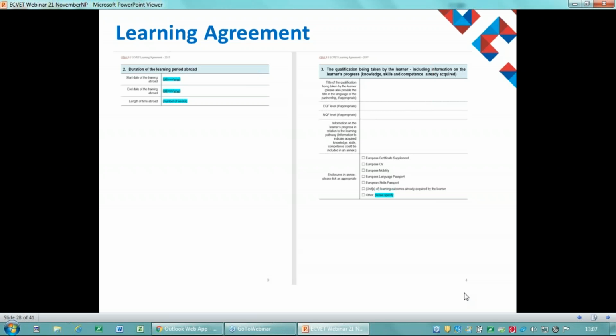Moving on to pages 3 and 4, this is where you will register the duration of the mobility period and details of the qualification and where that participant is in relation to that qualification. So perhaps just listing a qualification doesn't really give an indication of what that applicant is capable of. So this is giving you a chance to flesh out that information a bit more. And here you'll also have a chance to tick any attachments that you might include in the annex, such as the Europass mobility. And we'll have a look at that Europass mobility a little bit later in the webinar.